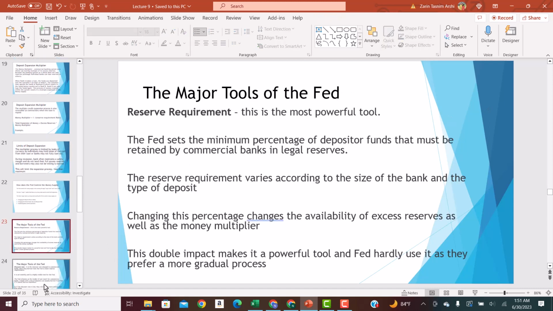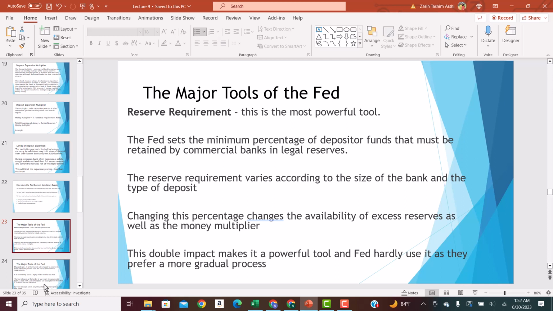So first of all, we're going to talk about the required reserve requirement. This is a very powerful tool. Among all of the tools, this is the most powerful tool. Again, we have learned that the Fed will require the banks to keep a certain amount of the deposit from their customers as a reserve, which they cannot loan out. Now, if they want to increase the money supply, they will lower this required reserve. Then banks will have to keep lower reserve and they can loan out more. If they want to decrease the money supply, then they will increase this required reserve ratio.